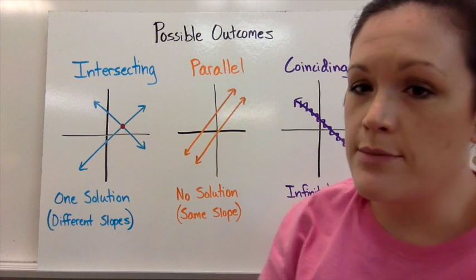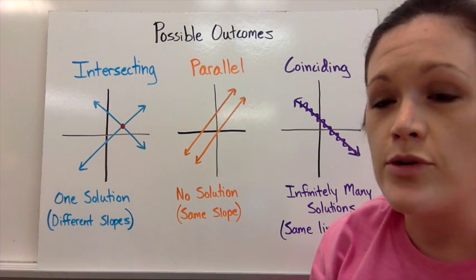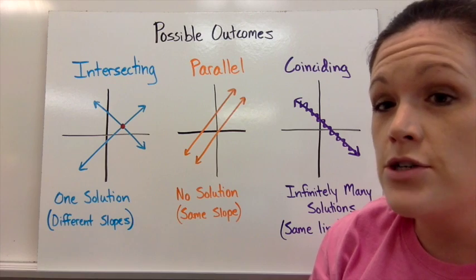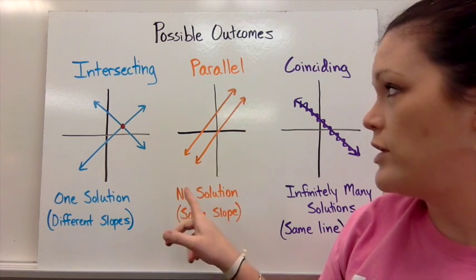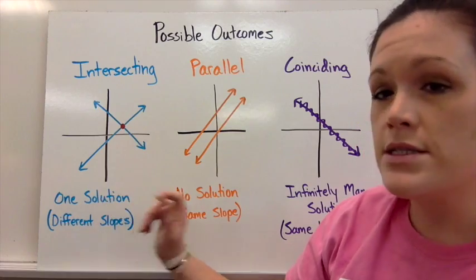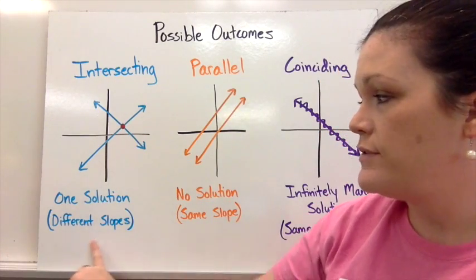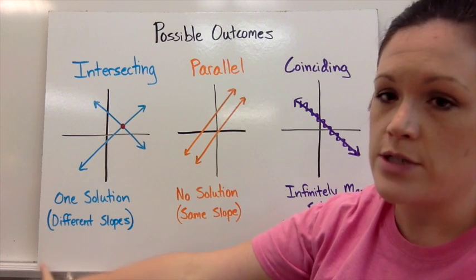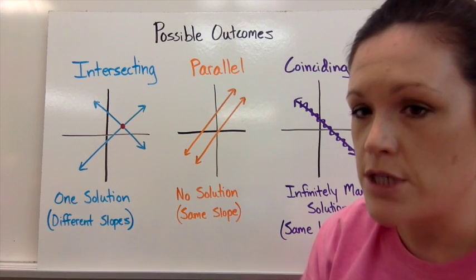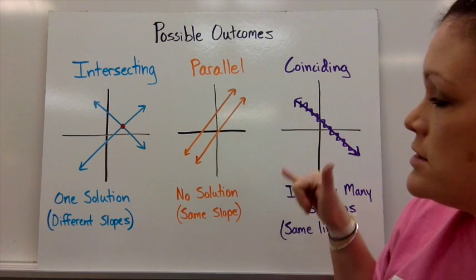Actually, before we get to the examples, I had one more thing to talk about. There are 3 possible outcomes when you're solving by graphing. The lines could be intersecting, like I have over here in blue, where they touch one time. So they have one solution, which is what I put in red right there, right where they touch. And they have different slopes, different y-intercepts. They're just 2 different lines, and they will touch in one place. So they're intersecting.